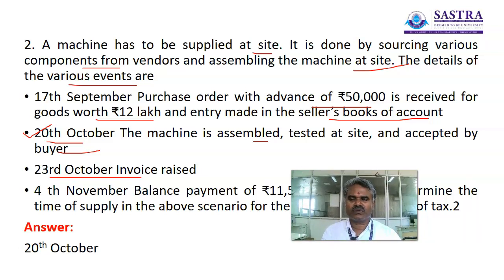4th November, the balance of 11,50,000 received. Determine the time of supply in the above scenario. This is very, very important. Here we need to take two important dates. One is what? Date of issue of invoice, 23rd.